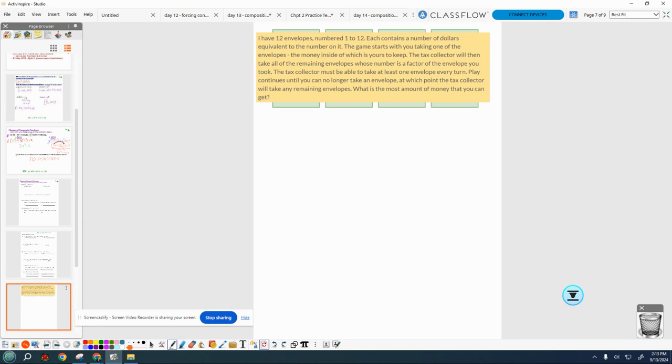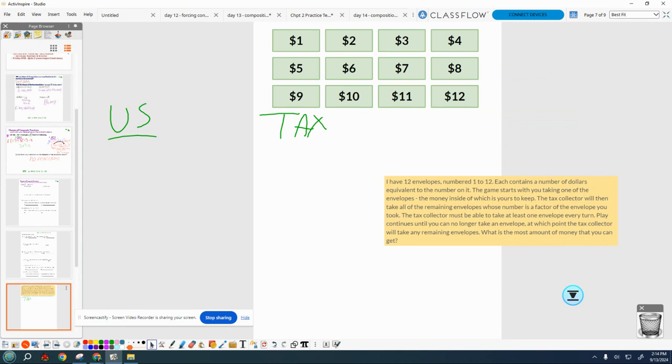Okay, so here's the thing. We have 12 envelopes, numbers 1 to 12, and that much money is in each envelope. And the game starts that we get to take an envelope first, and then the tax collector, being the tax collector, it's kind of weird, is going to take all of the factors of whatever number I take.